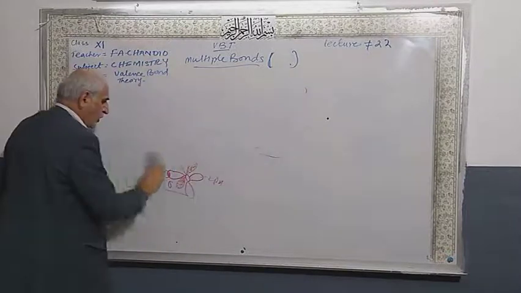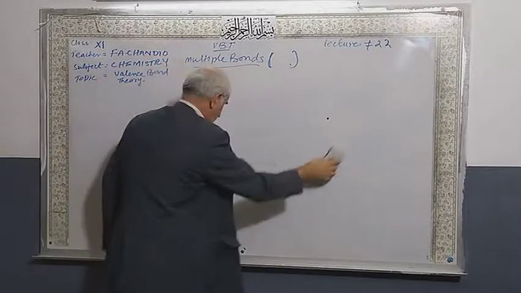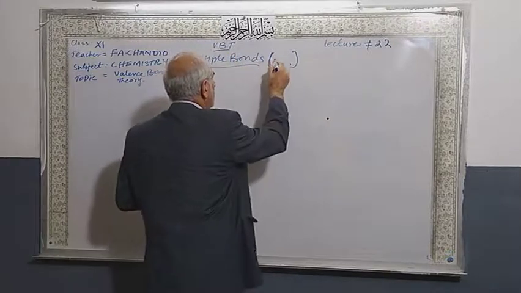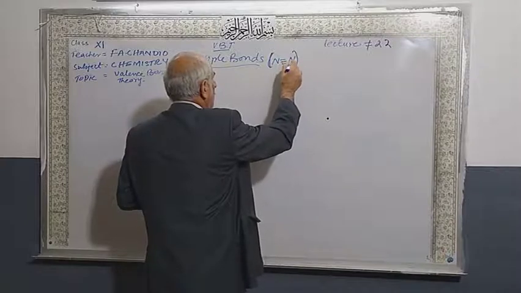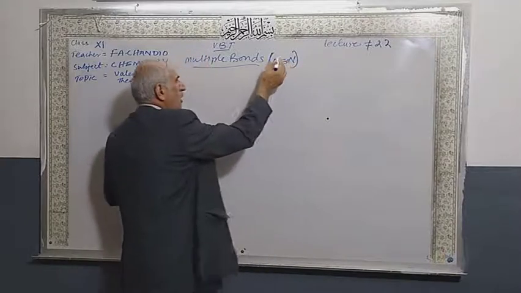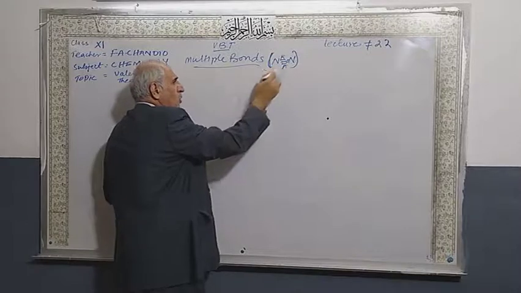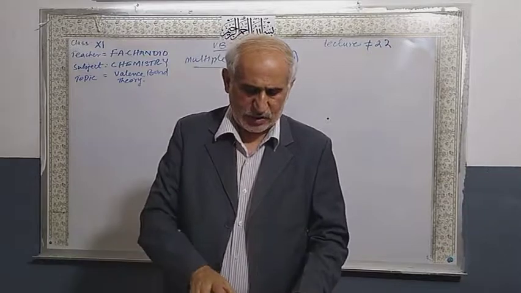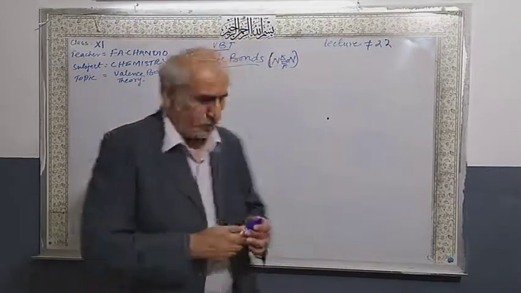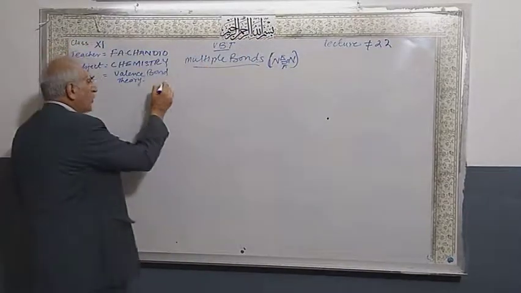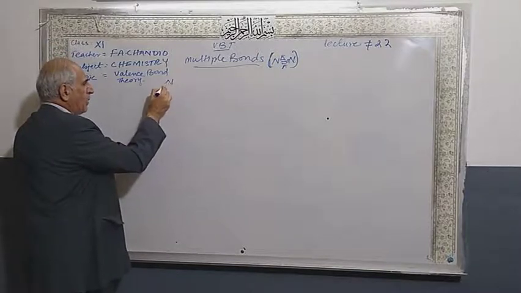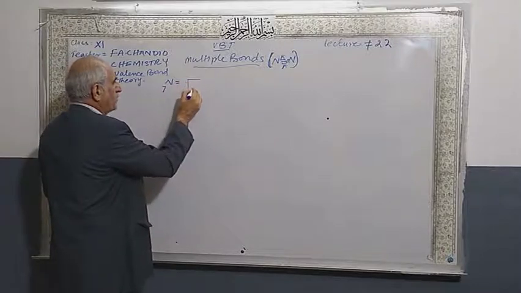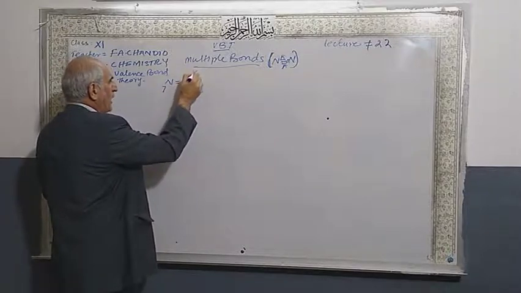Now, another example of a multiple bond: nitrogen. Nitrogen has a triple covalent bond, one sigma bond and two pi bonds. There are three unpaired electrons in nitrogen. So students, starting from here, nitrogen, atomic number is 7. So 1s.